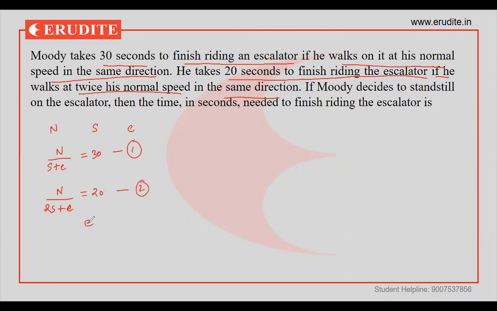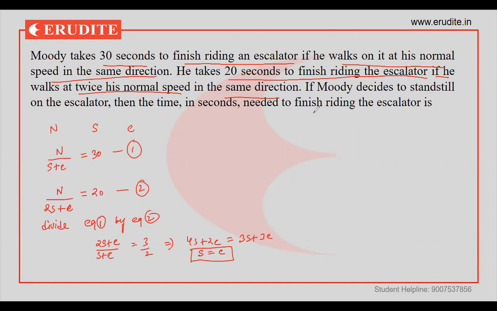Now guys, divide equation 1 by equation 2. We get 2s plus e upon s plus e equal to 3 by 2. Now just solve it, guys. This is 4s plus 2e equal to 3s plus 3e. Bring this 3s to the other side. 4s minus 3s will be s. 3e minus 2e will be e. That means the speed of the person is equal to the speed of the escalator.